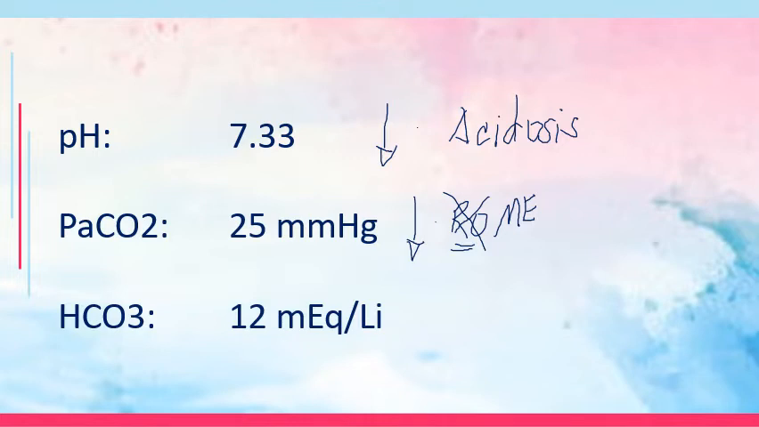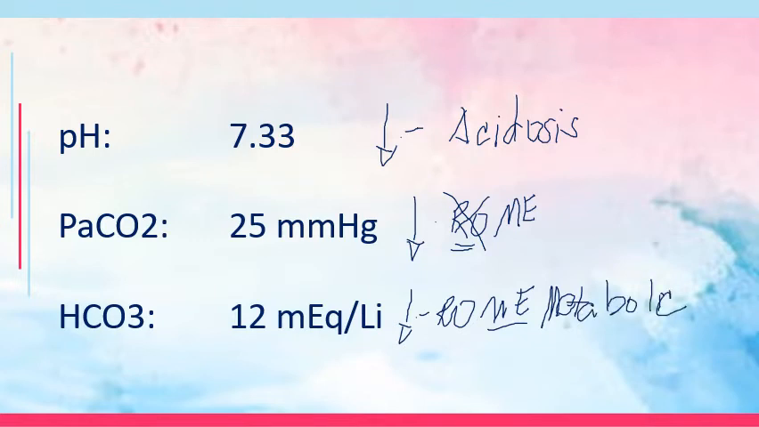Bicarbonate, 12. Is this increase or decrease? The normal value is 22 to 26. This is decrease. Now, is this a metabolic problem? For us to know that this is a metabolic problem, the arrow should be equal, pointing in the same direction for both the pH and HCO3. Are the arrows pointing in the same direction? Yes, they are. So this is considered to be a metabolic problem.